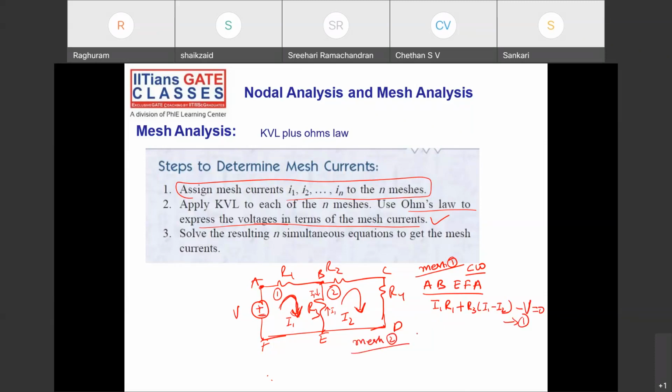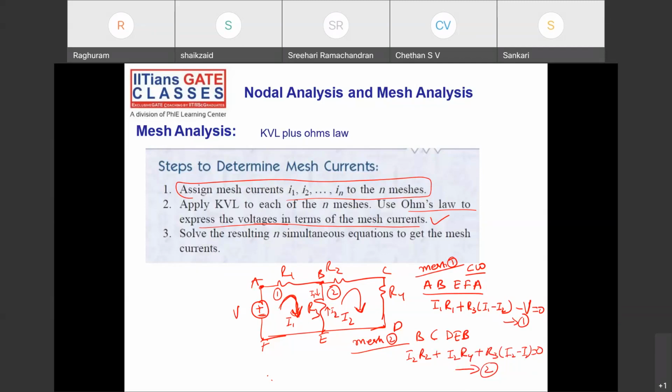Next, mesh 2, starting from B, C, D, E, and back to B. So starting from B to C, what is the resistance? R2 into I2, so I2 into R2, plus I2 into R4, plus what is the current here? I2 minus I1 into R3, or R3 into I2 minus I1, is equal to 0. Equation 2.